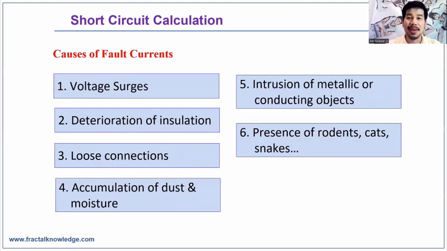Okay, in summary, we discussed the 6 major causes of faults. There are lots of things we can do to mitigate those causes and prevent hazards attributed to the use of electricity.